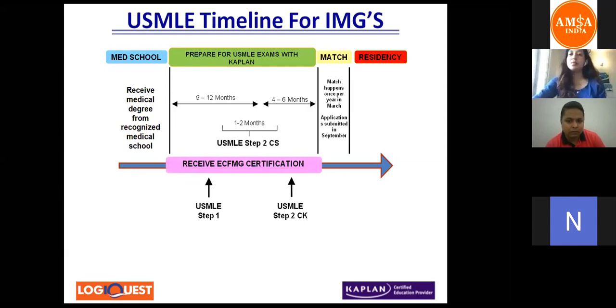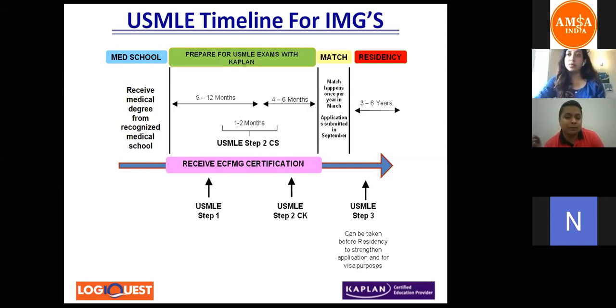Now there's another process involved here, which is the ECFMG registration. That is what you need to do after the end of the step 1 CK and the CS examination. Now, there's one optional exam which is called the step 3 exam. When I'm saying optional, I do not mean there's an option whether to take it or not, but the option is whether to take it now or take it later, parallelly along with your residency in the US.